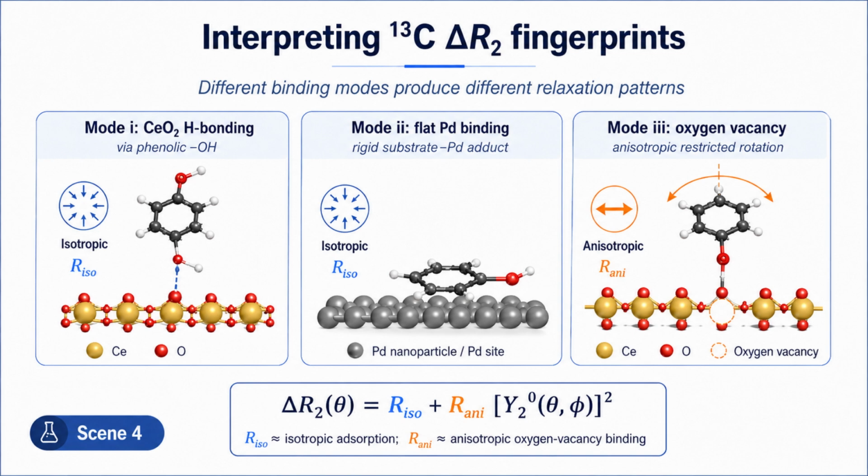The third is binding at an oxygen vacancy on CeO2, where the phenol is deprotonated and the oxygen inserts into the vacancy, allowing anisotropic rotation about the O-C axis. Together, these modes explain how different adsorption geometries generate different relaxation fingerprints.